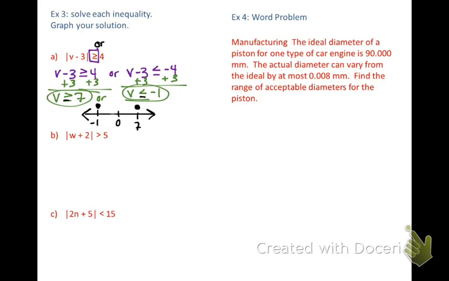And then I'm going to read from the variable. It says V is greater than or equal to 7. So all the numbers greater than or equal to 7. And V is less than or equal to negative 1. So it's all the numbers less than or equal to negative 1. Remember from lesson 4.5 that the OR means the graph goes in opposite directions.